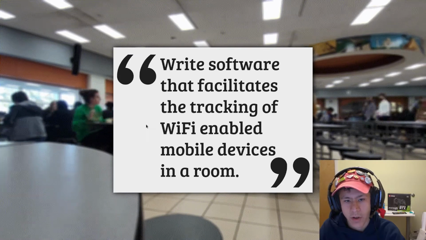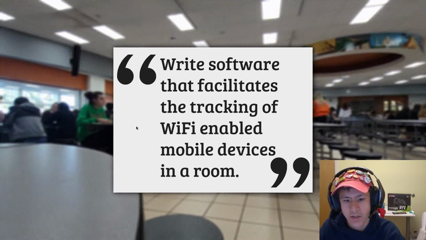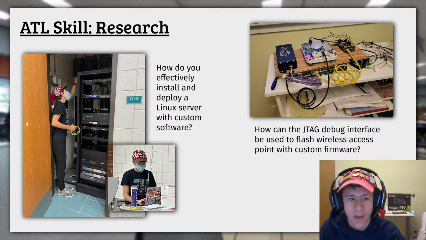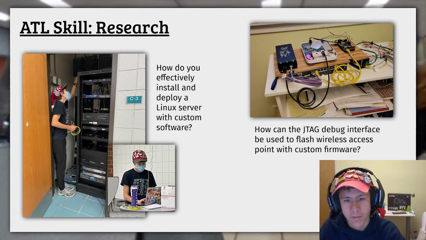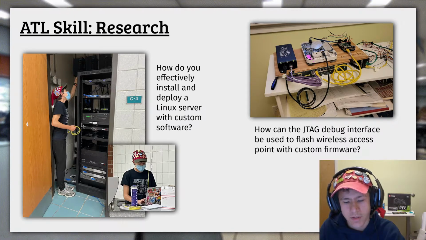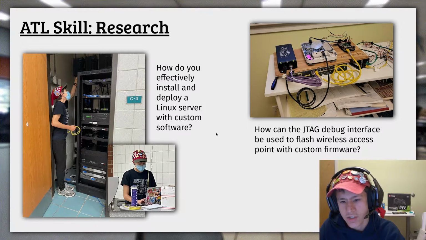All this combined into my learning goal: to write software that facilitates the tracking of Wi-Fi enabled mobile devices in a room. In order to accomplish this learning goal, I needed to combine multiple ATL skills. The first of these ATL skills is research. I needed to research questions like, how do you effectively install and deploy a Linux server with custom software? And how do you write the software for that server? I also needed to research questions like, how can you use the JTAG debug interface to flash a wireless access point with custom firmware? These were all questions that were thoroughly documented online in papers and in books, and I didn't have too much trouble finding the answers to them.